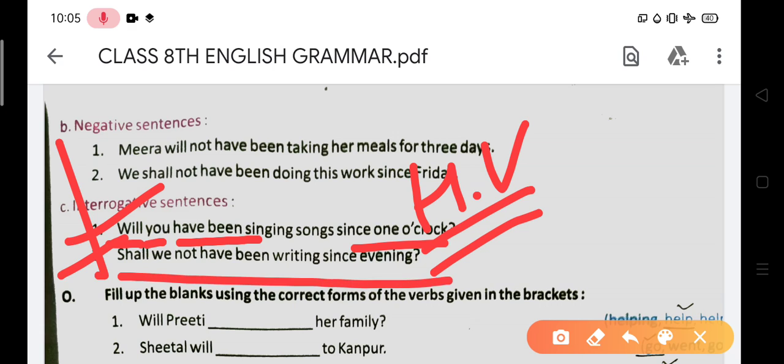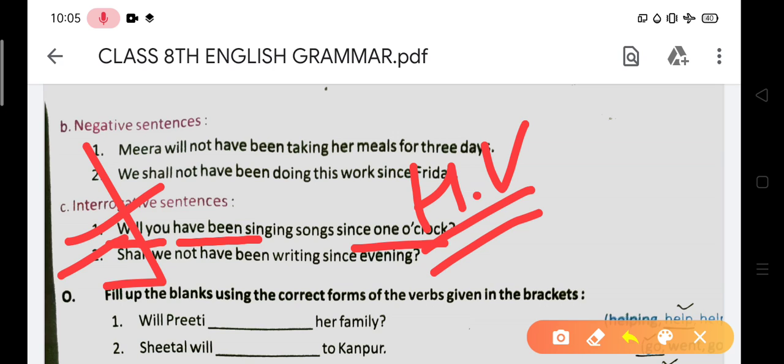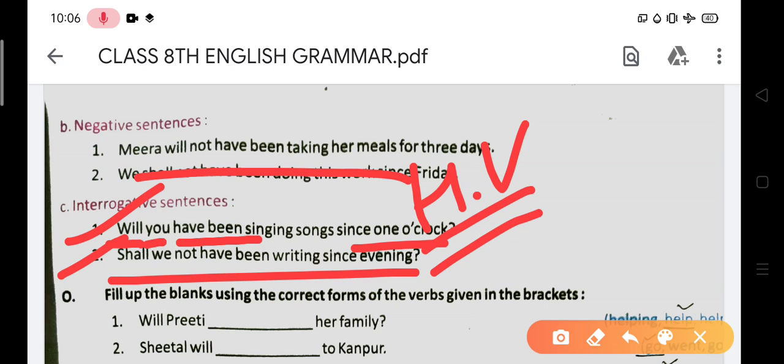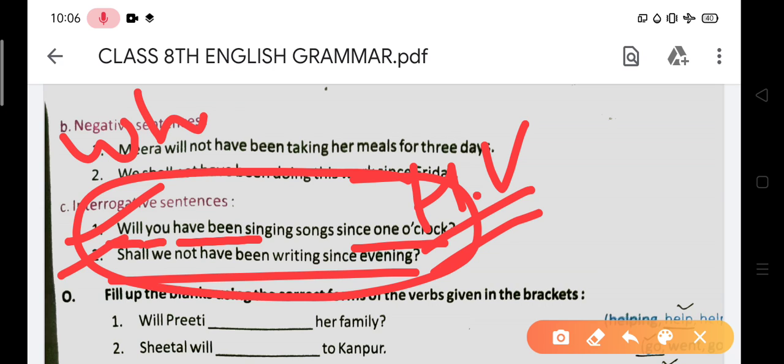This is the interrogative sentence. And one thing: this was the yes/no type, and when you use WH-type questions, suppose you say "why", very first you will use "why" at the beginning of the sentence, and at last you will use a question mark. Over here you can see the question mark also, and the helping verb comes right after. So in WH-type questions your sentence will be: why shall I not have been writing since evening? Like this.